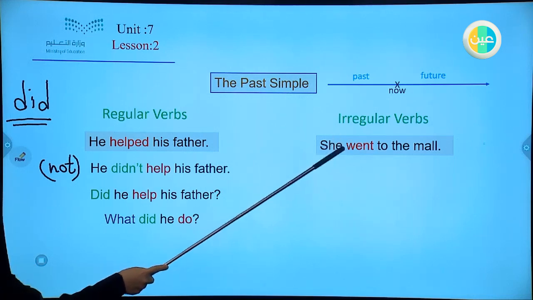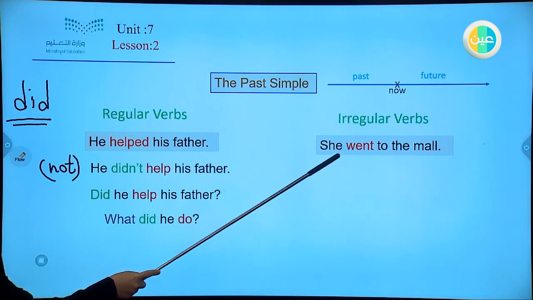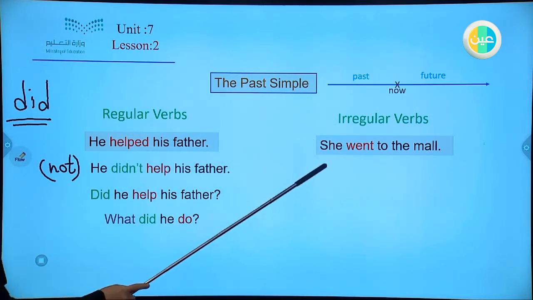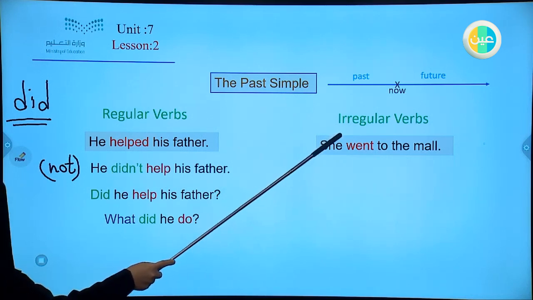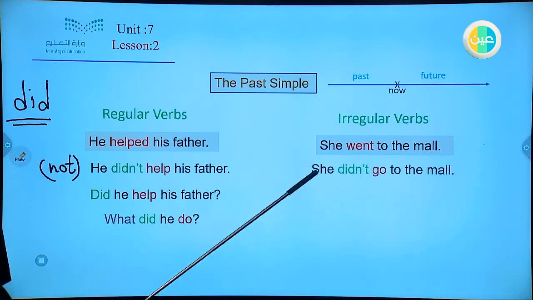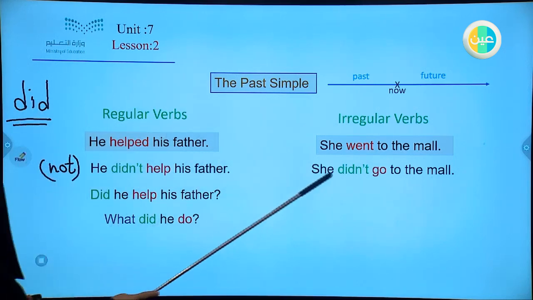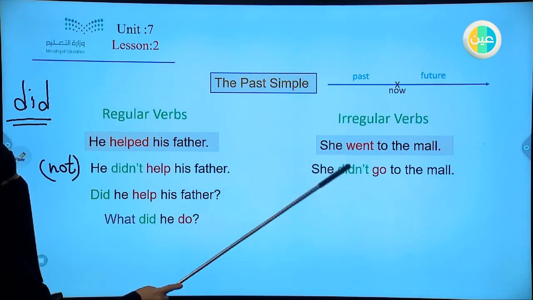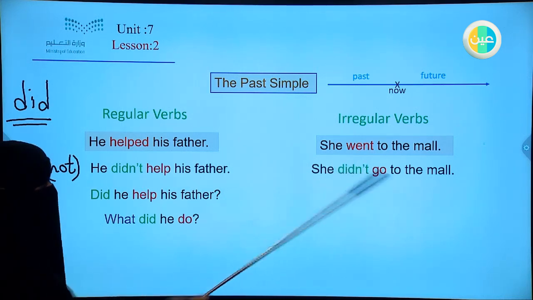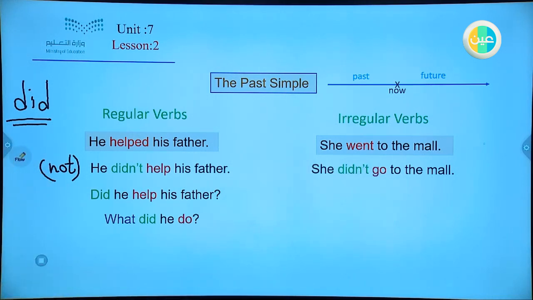Now went, what happened to went? Did we add ed? No, we changed the verb, the base form go. So we call this an irregular verb. Let's take the negative form of the sentence. Yes, we use again the auxiliary did and we add not, it becomes she did not or she didn't, and we go back to the base form of the verb went, which is go, and we finish the sentence. She did not go to the mall. So this is the negative form.